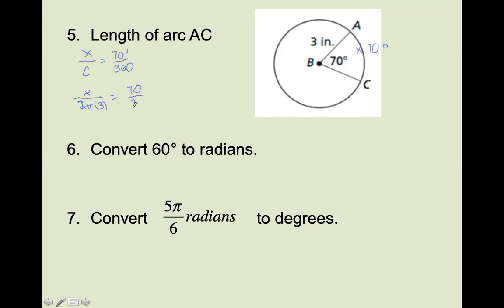So it's always like part over whole equals part over whole. So arc length is part of the circle over the entire circumference of a circle equals the degrees out of 360. So we're going to cross multiply here again. So we get 360x equals, and on this side I'm going to multiply all this together. So 2 times 3 is 6 times pi times 70. All right, I'm going to simplify. I get 360x equals 420 pi.